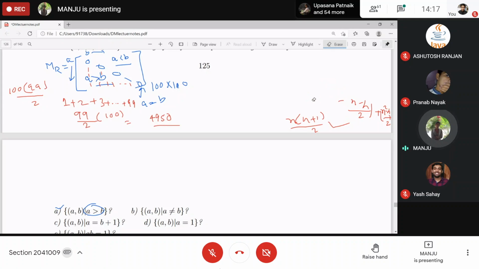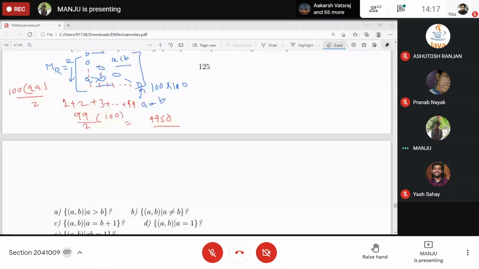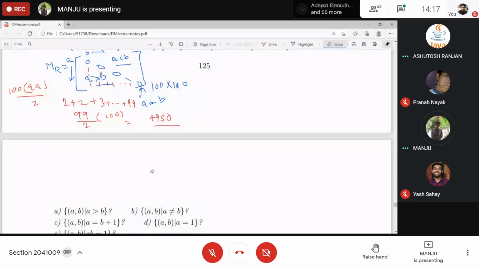Now, what about the second relation? So how many ones are there? 4950, right? These are non-zero entries. Means how many entries will be there in this one? Am I audible? Is there any doubt?